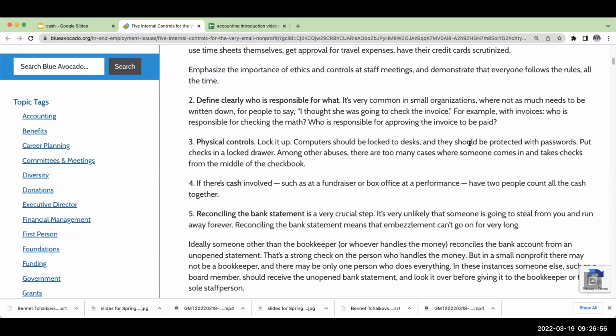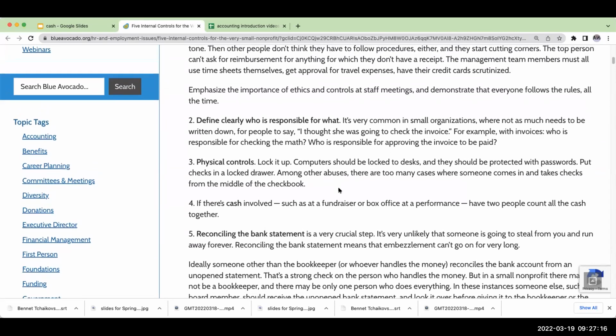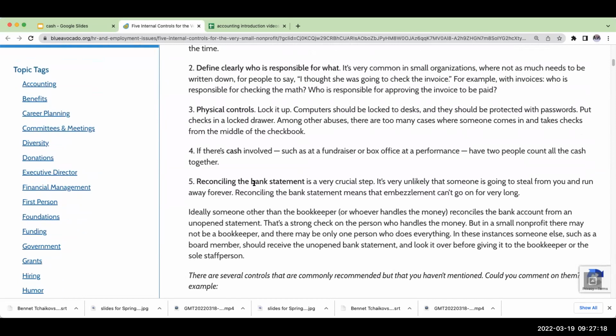Password protection, and you'll be watching this video 10 years from now going, what are you talking about? We have some new system. But again, you want to have your items locked and of course encrypted. If there is cash involved, have more than one person count the cash together. And this last part is where we're going to end up: reconciling the bank statement.